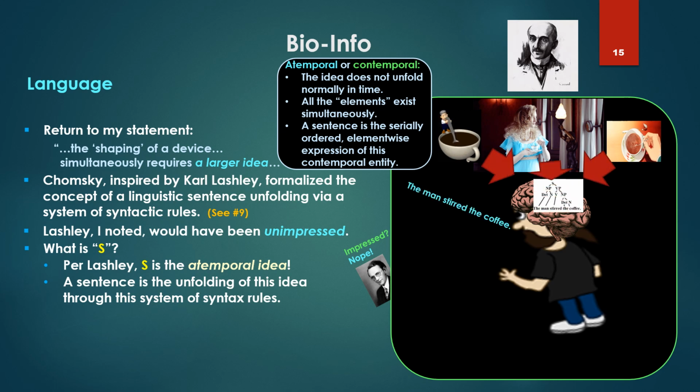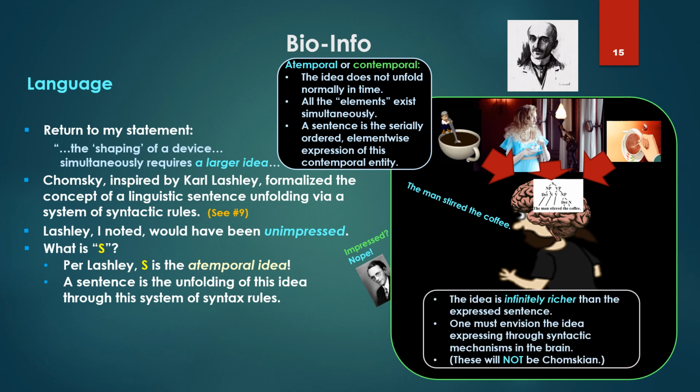The man stirred the coffee, or the woman. Notice what else could have been expressed there. Tons of things. But the idea is infinitely richer than the expressed sentence. One must envision the idea expressing through syntactic mechanisms in the brain, but these will not be Chomskyan. But the idea is far richer. It could have been the man stirred the coffee with a giant spoon, with a giant cup, very slowly and effortlessly. Or the woman stirred the coffee slowly, absent-mindedly, looking out the window as she's doing.